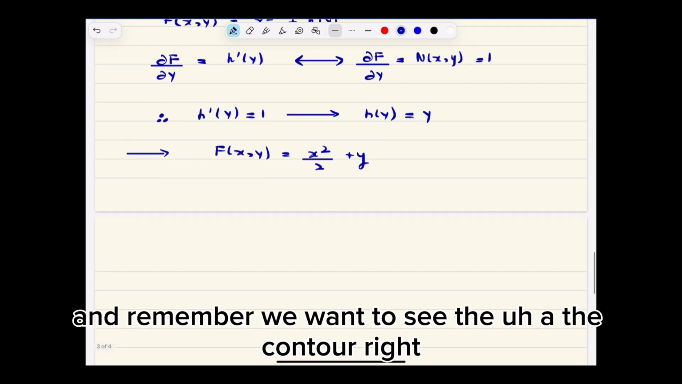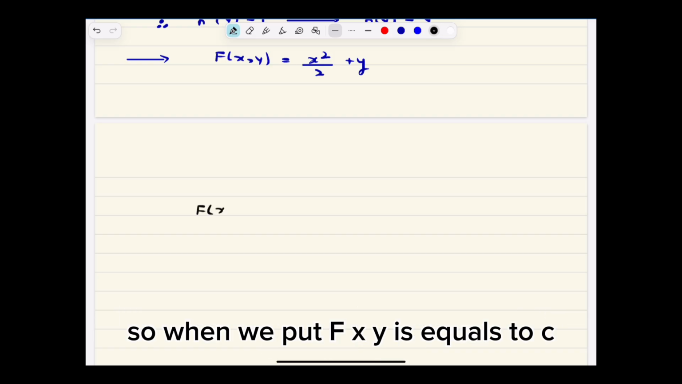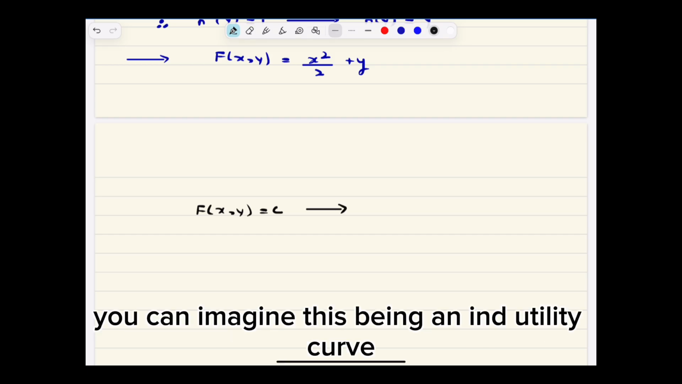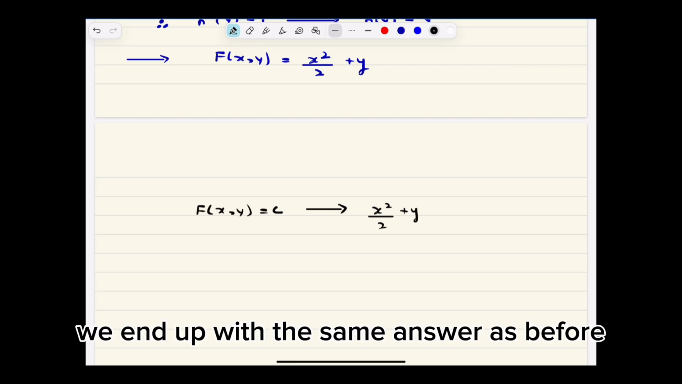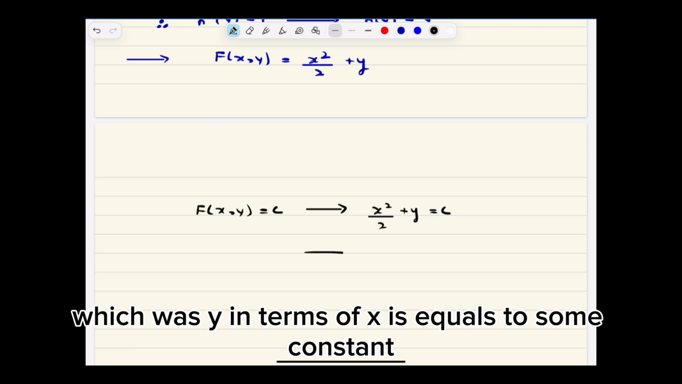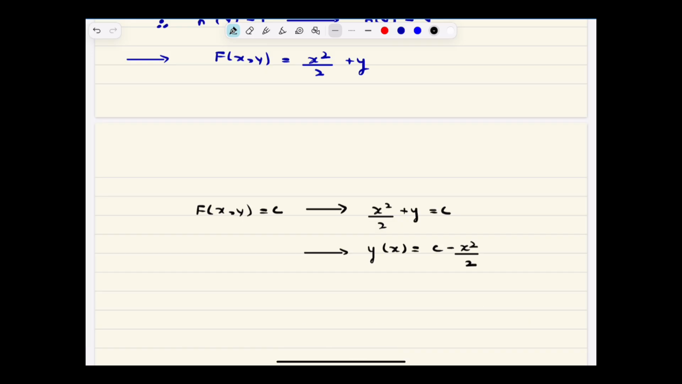And remember, we want to see the contour, right? So when we put f of x y equals c, for instance, you can imagine this being a utility curve and this being an indifference curve. So when we put this equal to c, we end up with the same answer as before, which was y in terms of x equals some constant c minus x squared over 2. So there you have it.